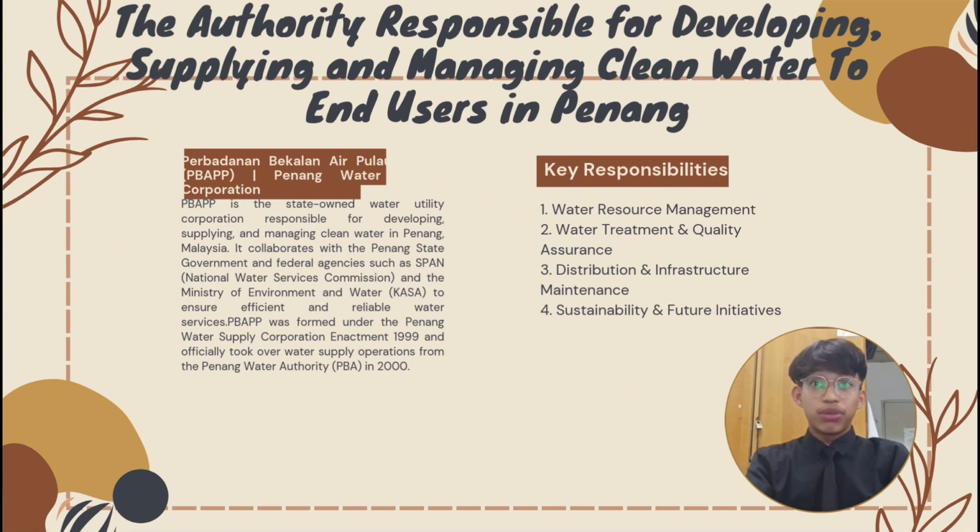PBAPP manages Penang's water supply by extracting raw water from Sungai Muda, Sungai Dua and dams like Air Hitam and Teluk Bahang. Heavy reliance on Sungai Muda, which is shared with Kedah, requires careful management for long-term stability. PBAPP plans to explore alternative sources and use advanced water catchment systems to prevent shortage and ensure supply resilience.